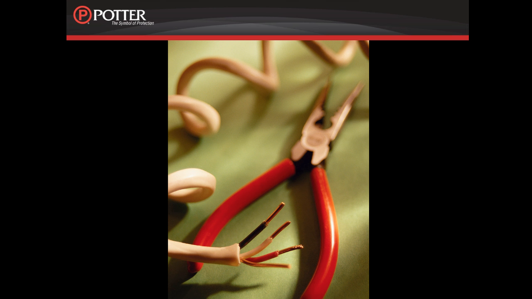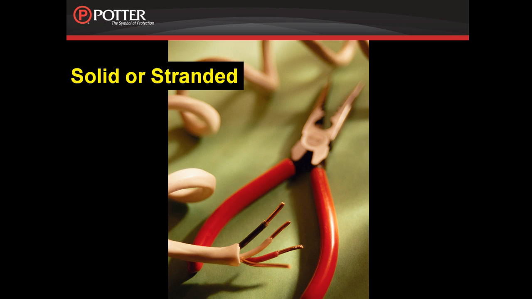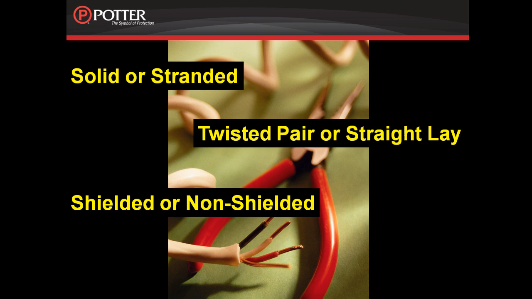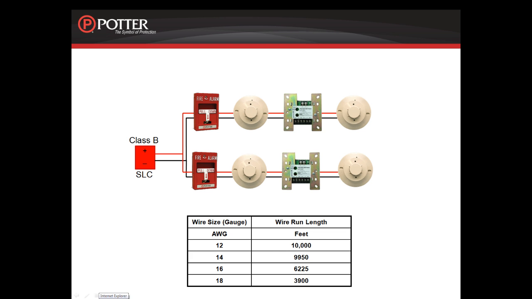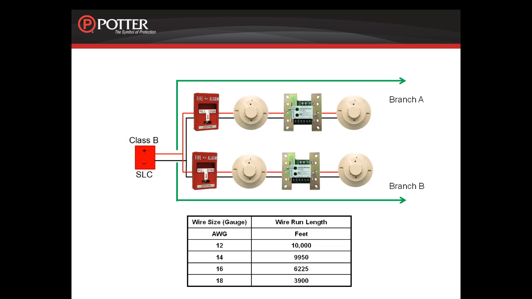When it comes to the type of wire that the panels will accept, they are very flexible. They will accept solid or stranded, twisted pair or straight lay, shielded or non-shielded, and the terminals on the panel will accept 12 gauge to 18 gauge wire. To determine the length of your circuit when wiring Class B, you need to add the distance of your branches. In this example, we have two branches, branch A and branch B. The total distance of your SLC would be the combination of the length of branch A plus the length of branch B. The chart at the bottom of the screen will help you to determine the gauge of wire that will work on your project.